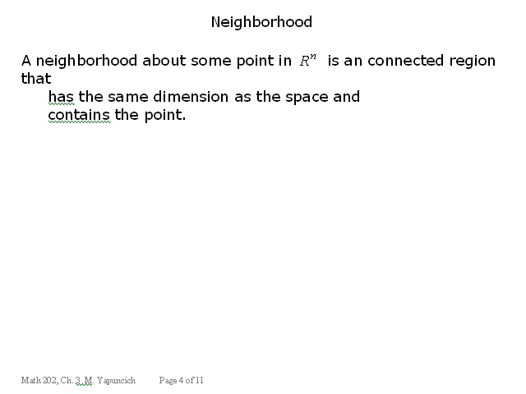A neighborhood about some point in Rn is a connected region that has the same dimensions as the space. That means if you're in R2, it has to be a two-dimensional figure. If you're in R3, it has to be three-dimensional. And this neighborhood also must, of course, contain the point that you're talking about. And I'm going to denote the point as x naught.